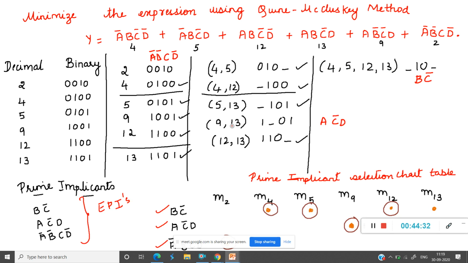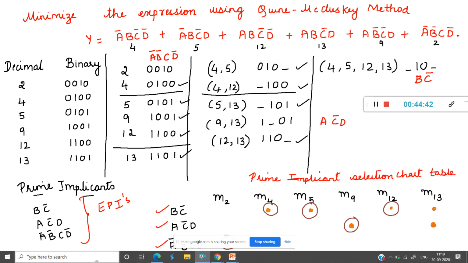Next, AC bar D covers 9 and 13. AC bar D covers 9 and 13. So here AC bar D covers 9 and 13. Next, A bar, B bar, C, D bar covers only 2. So 2.